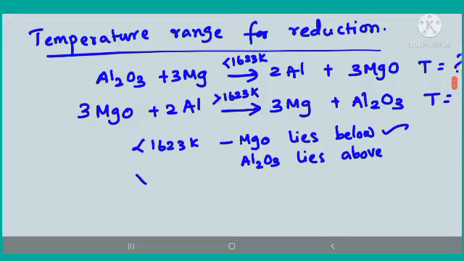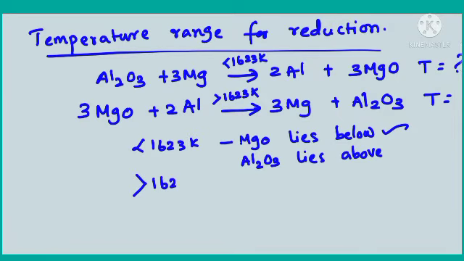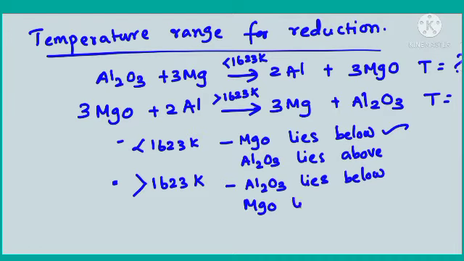Now, above 1623 Kelvin, that is right of the intersection point. This is left of the intersection point. This is right of the intersection point. So greater than 1623 Kelvin, what is it? The aluminum oxide line lies below, and the magnesium oxide line lies above in the diagram.